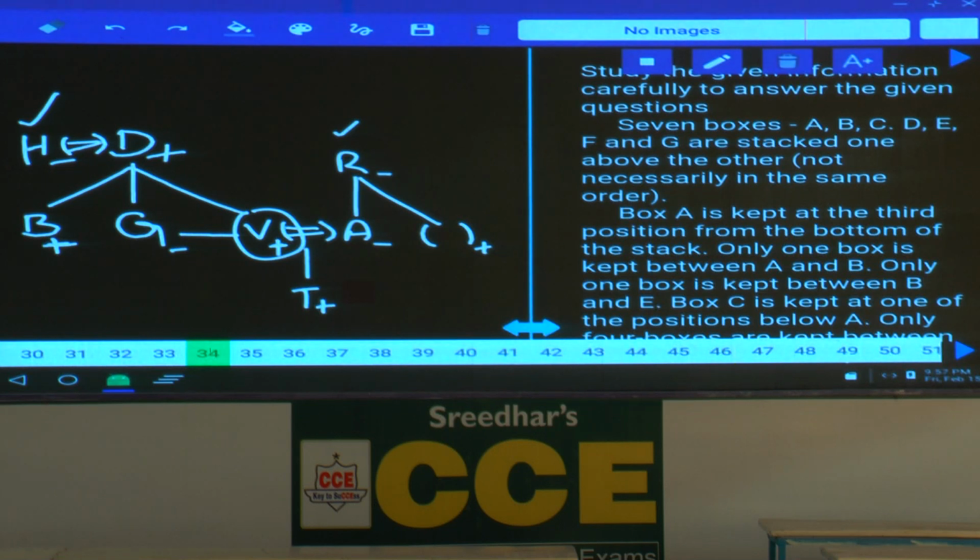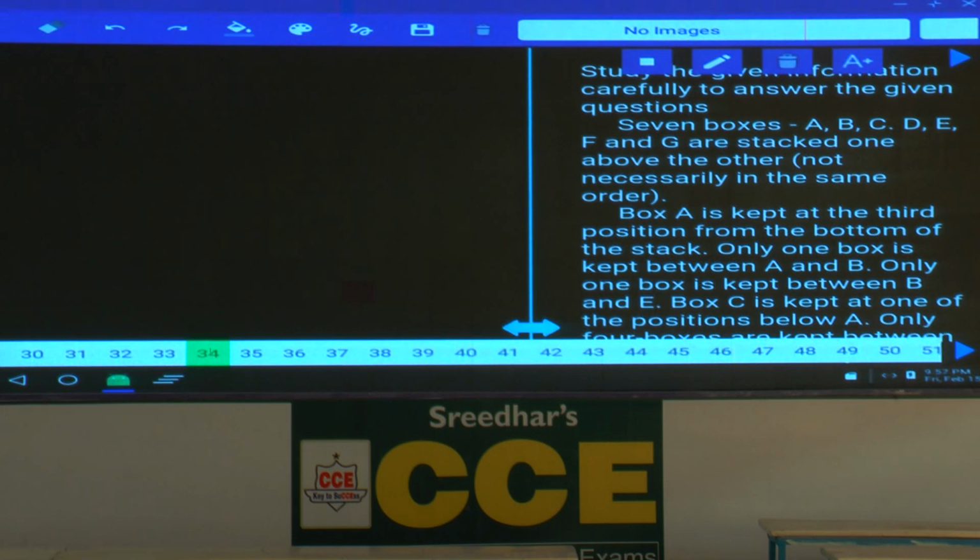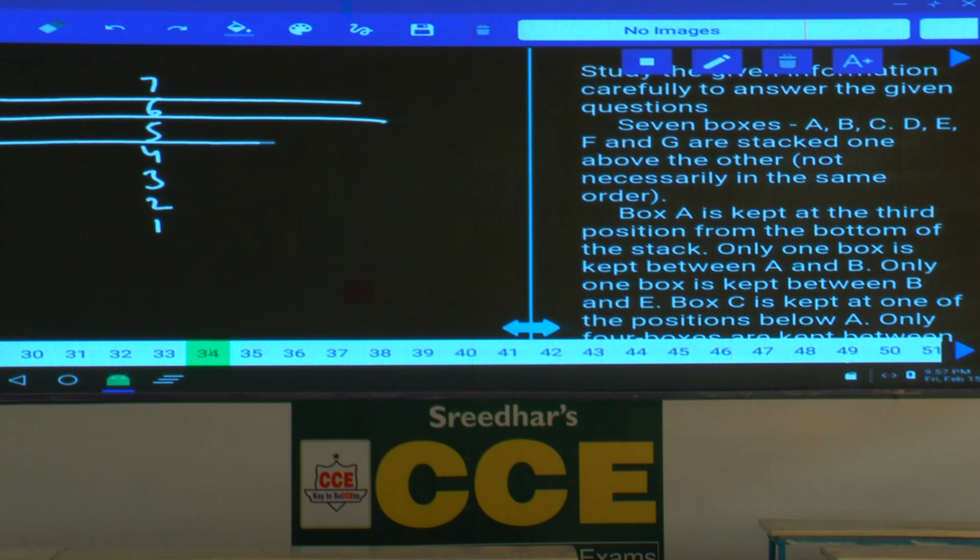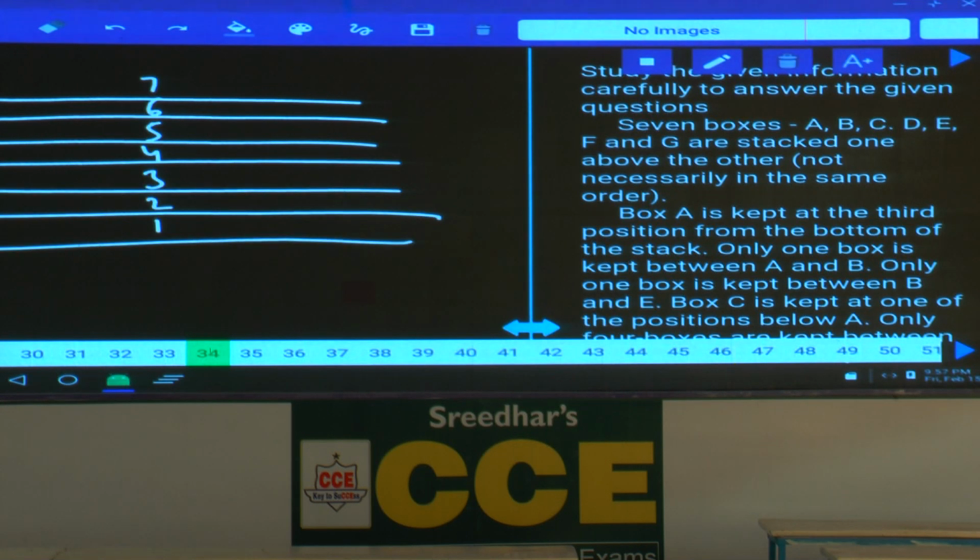Then 34 onwards. Now question numbers 34 to 38, tell me how many boxes are there? There are 7 boxes, isn't it? Now 7, 6, 5, 4, 3, 2 and 1. Now the boxes were kept like this. There are 7 boxes which are stacked one above the other. Then condition number 1. Now tell me what about this condition number 1 here.